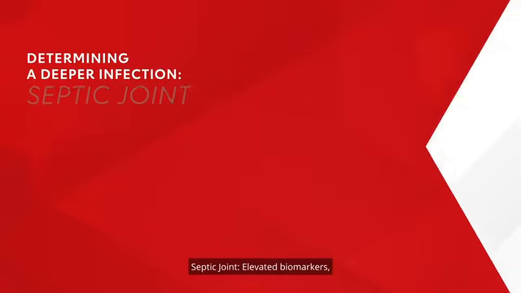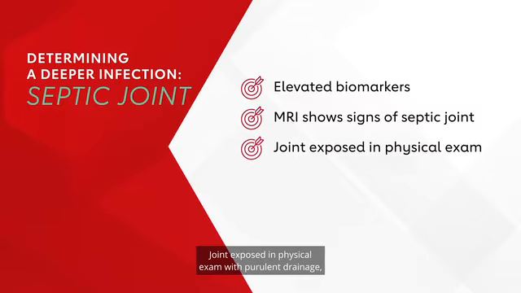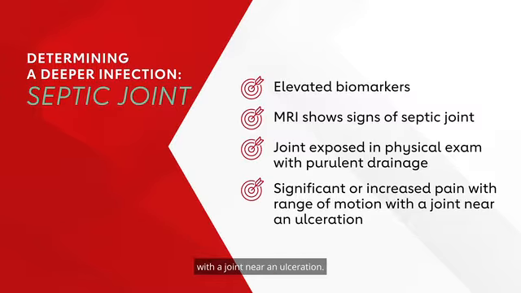Septic joint: elevated biomarkers, MRI shows signs of septic joint, joint exposed in physical exam with purulent drainage, significant or increased pain with range of motion with a joint near an ulceration. If there is concern for a deeper infection, an urgent consultation or hospitalization may be required.